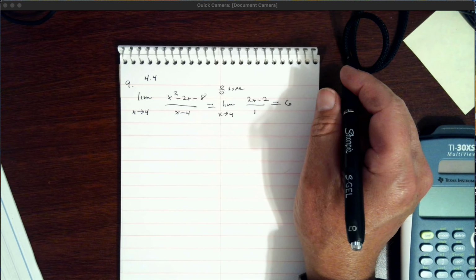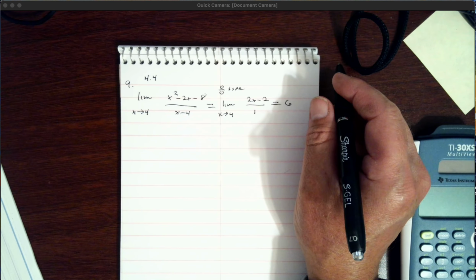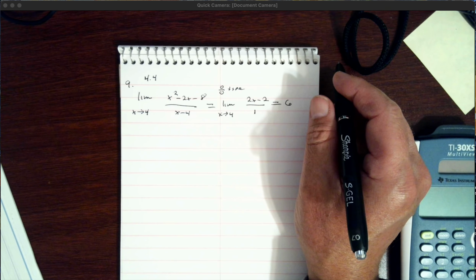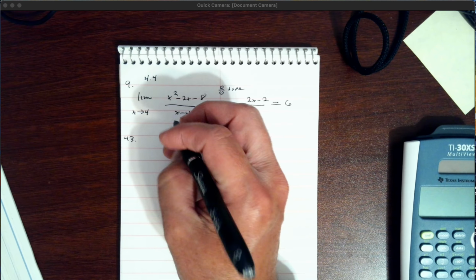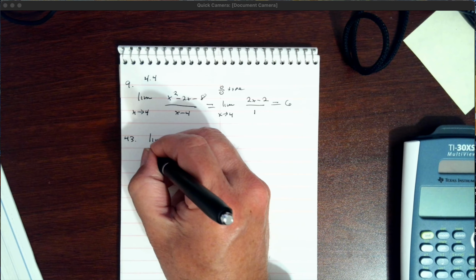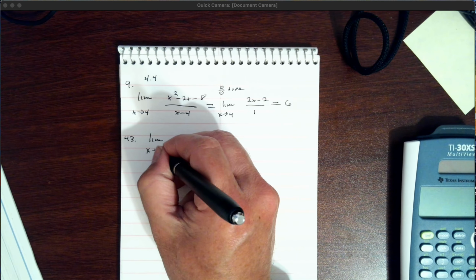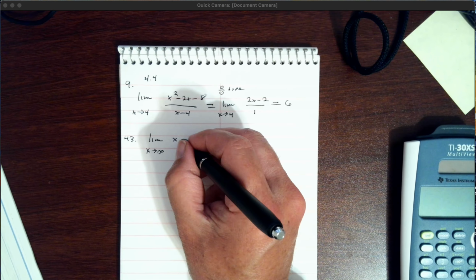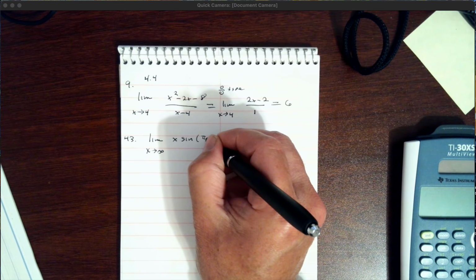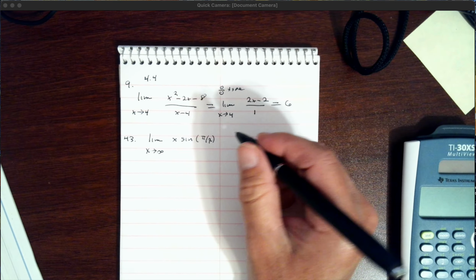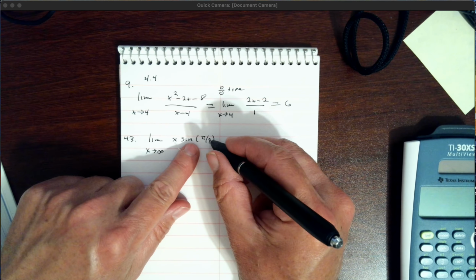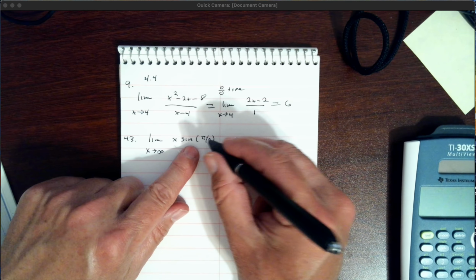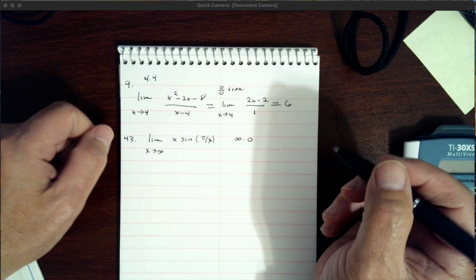All right, another one. Let's see, 20, 31, 43. So let's try number 43. That's a product one. The limit as x approaches infinity of x sine of pi over x. As x goes to infinity, x goes to infinity, and pi over x goes to 0, sine of 0 is 0, so this is a limit of type infinity times 0.